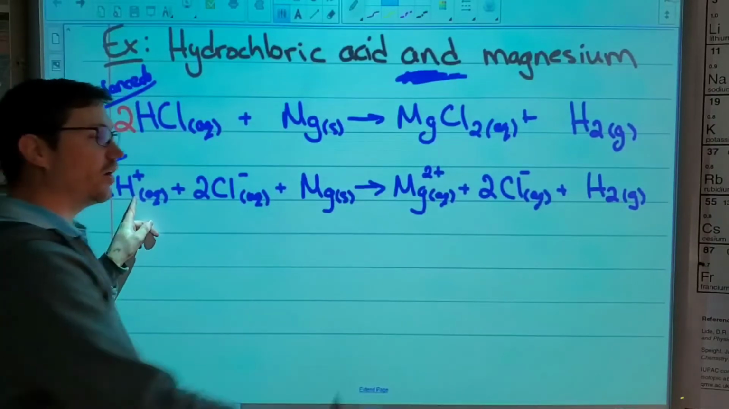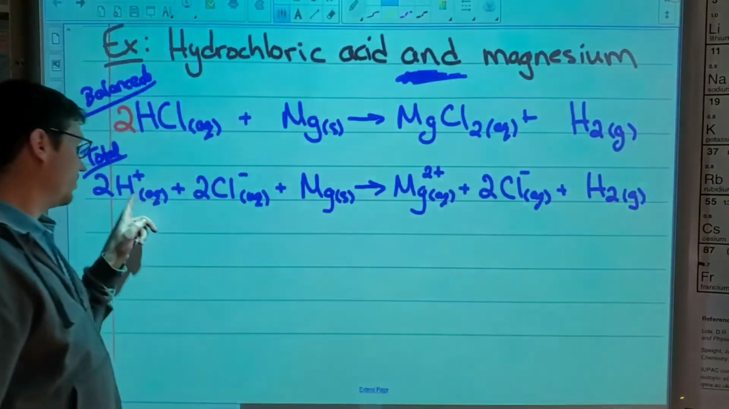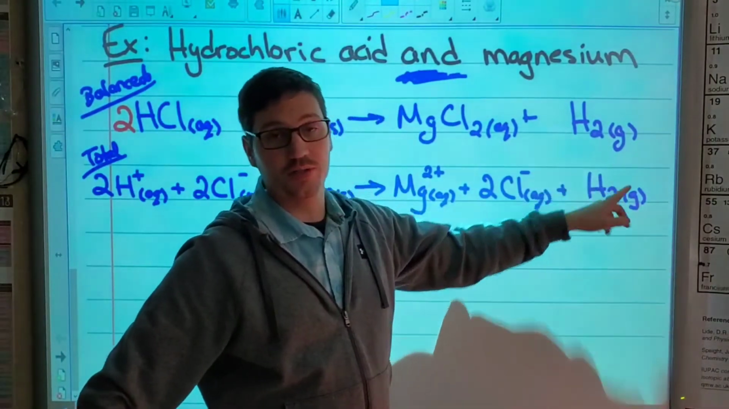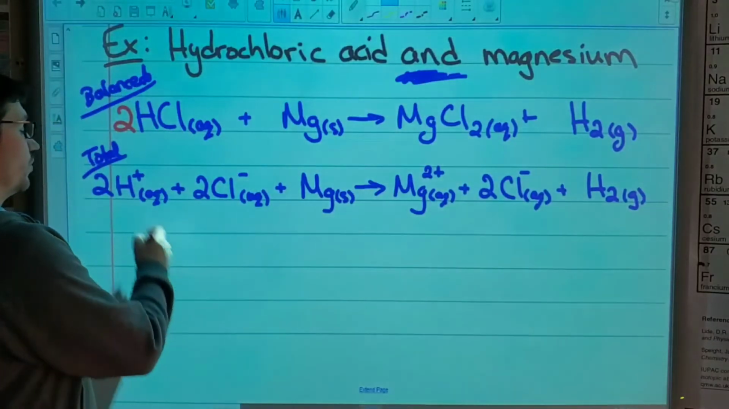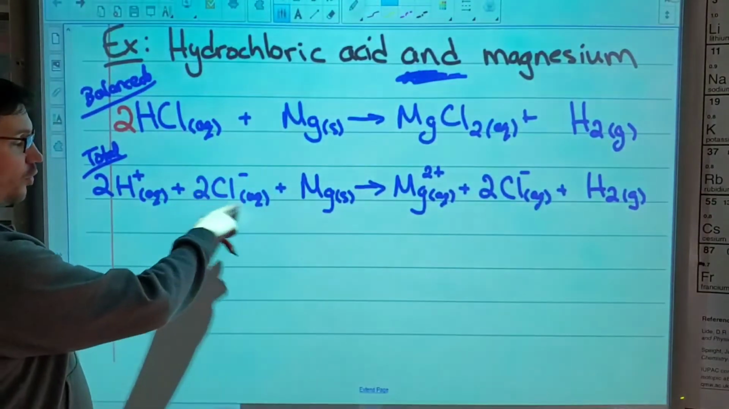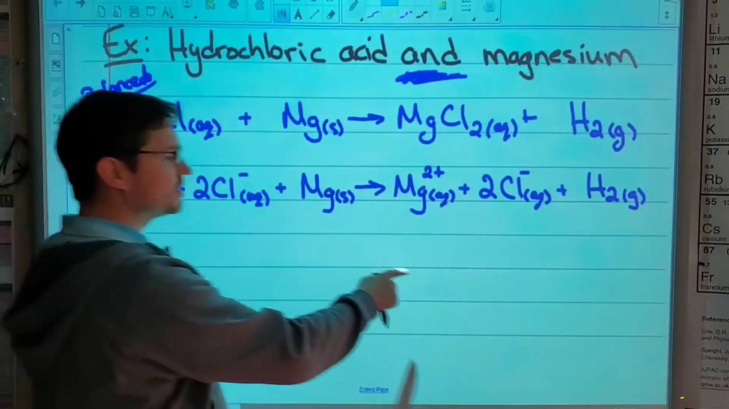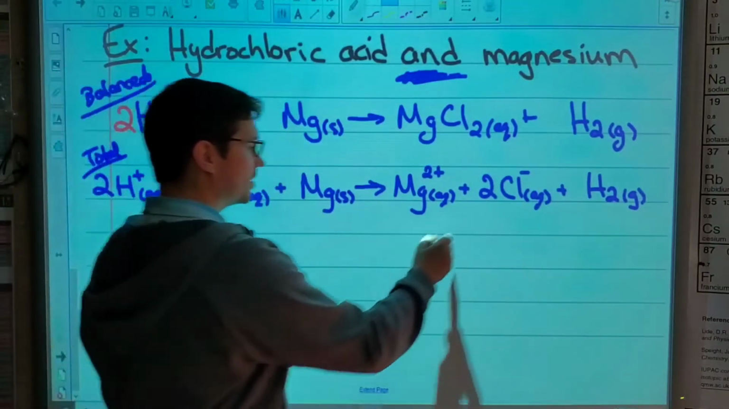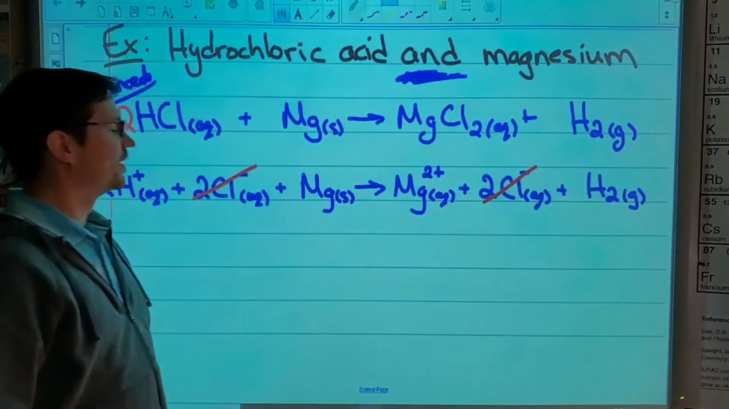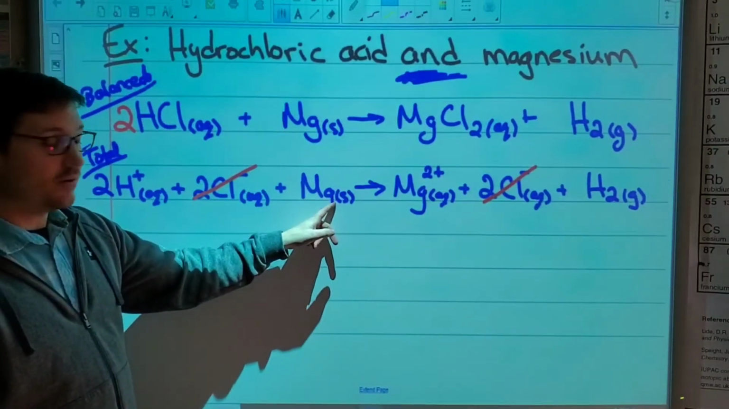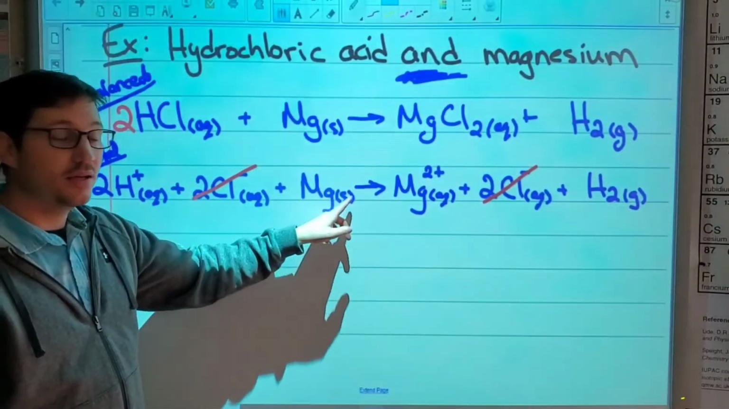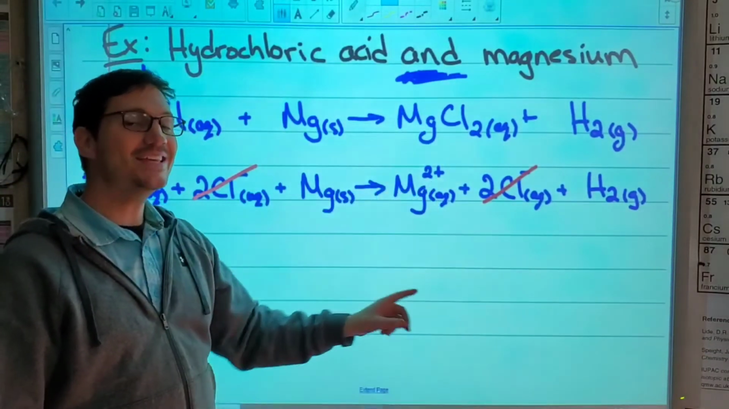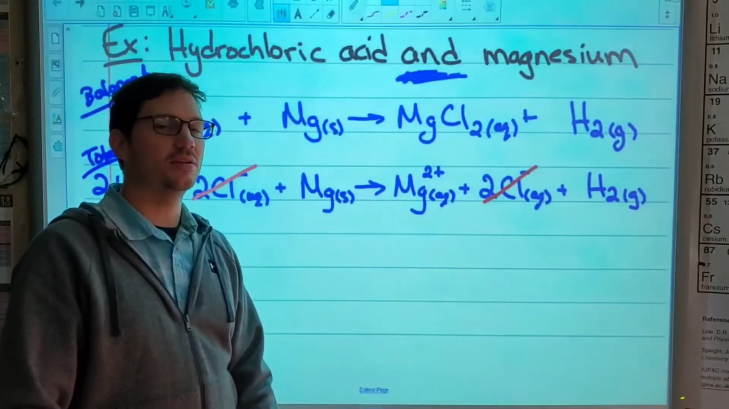The hydrogen ions did change. They went from H plus to H2 with no charge. They did change. So we're not going to cross them off. The chloride, 2Cl minus, 2Cl minus. Nothing changed, so we cross them off. That's a spectator. Magnesium went from Mg solid to Mg aqueous 2 plus. Is that a change? Did it change?